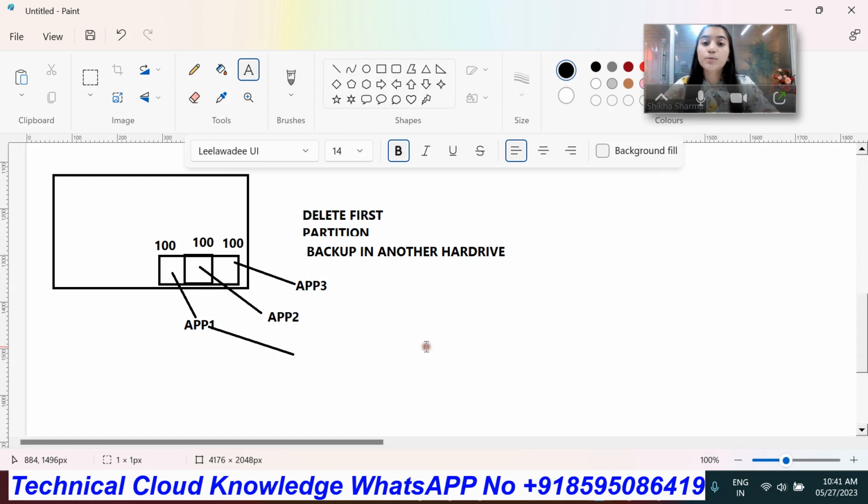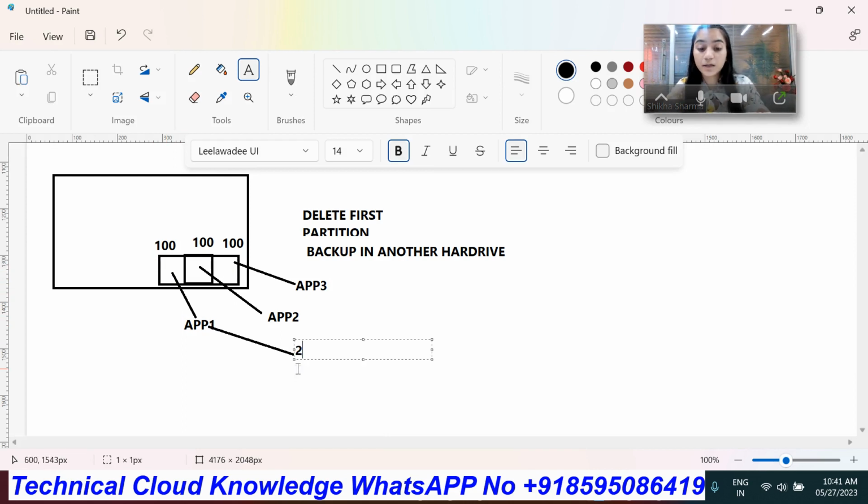We are also able to take the backup. Now, when we have deleted the partition and taken the backup, we will assign a new partition to application 1, which is about 200 GB, because this hard drive is 500 GB and right now only 300 GB is used. The remaining 200 GB is there. So we will extend the space and provide more space to application 1, which is about 200 GB.